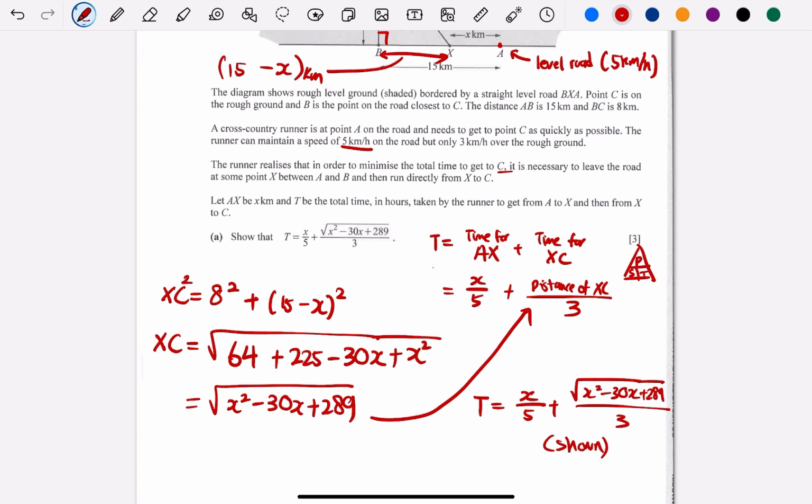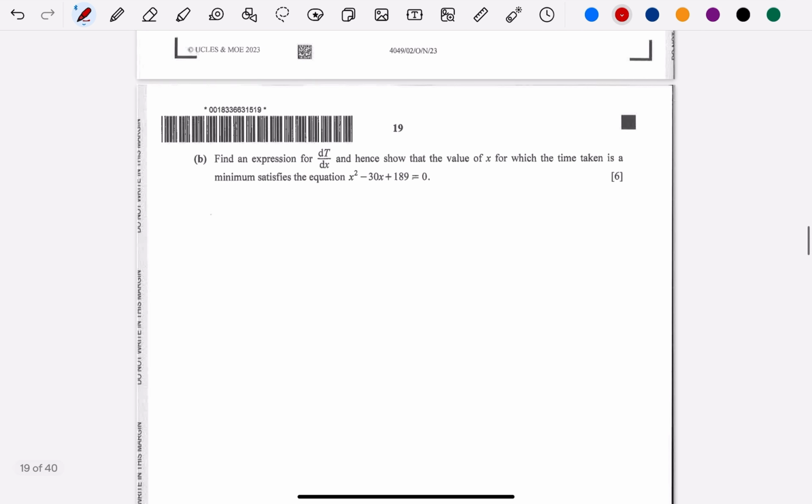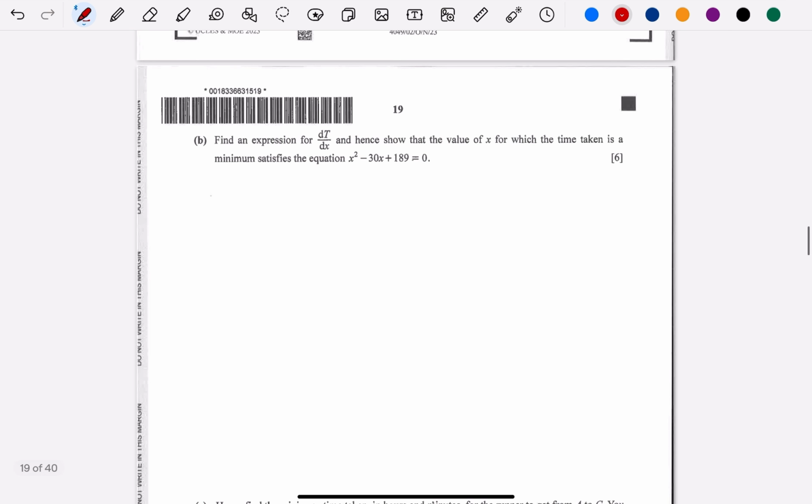Okay, should be quite straightforward for this part. For part B, they tell you to find the expression of dT over dx and show that this value of x, at which the time taken is a minimum, satisfies this equation. Okay, so let's first find our dT/dx.